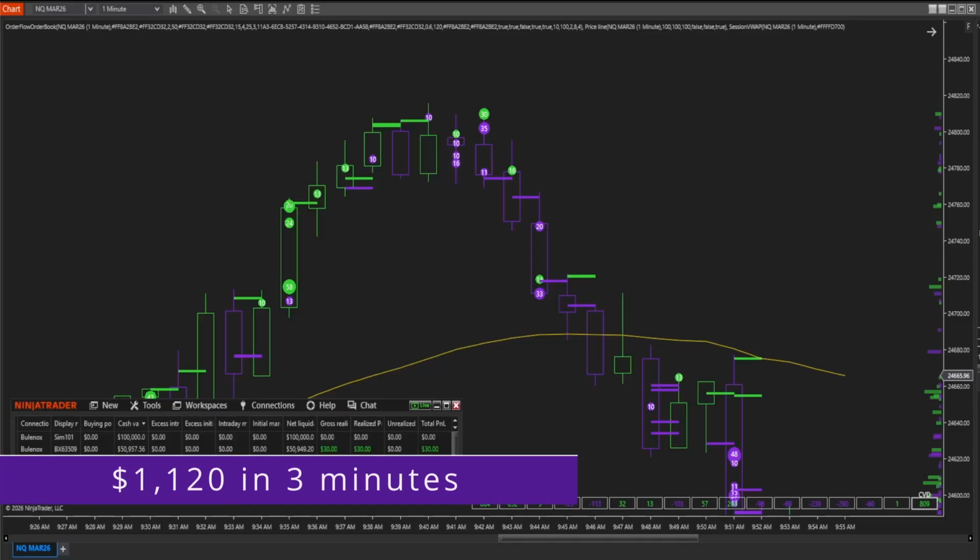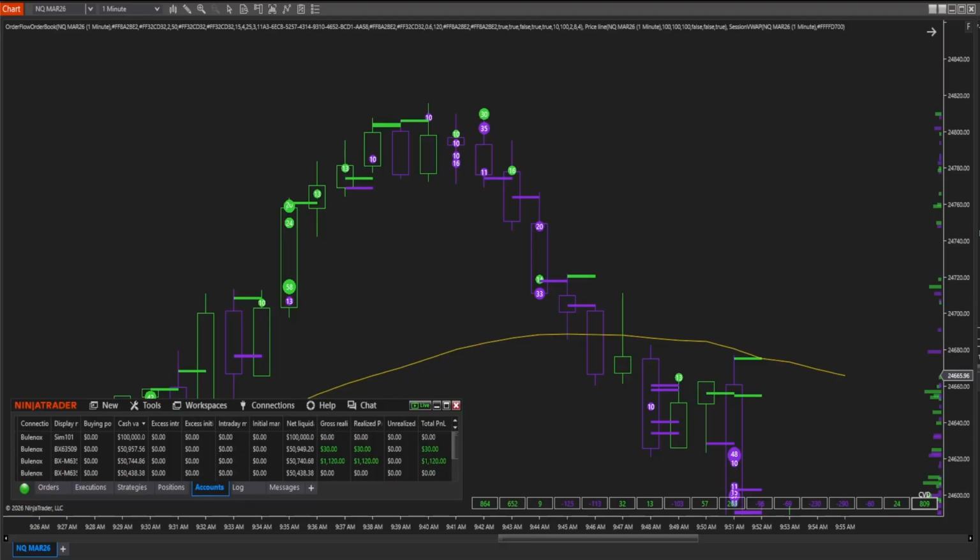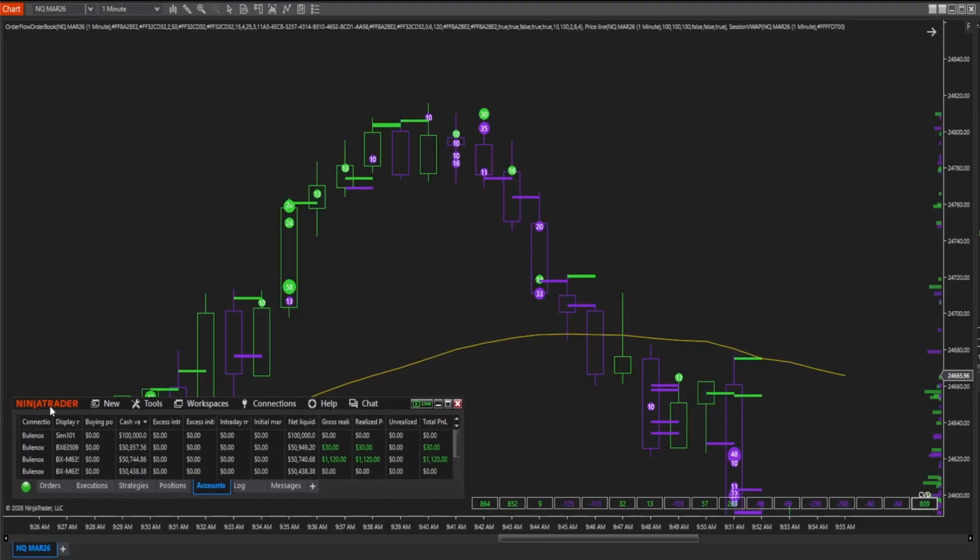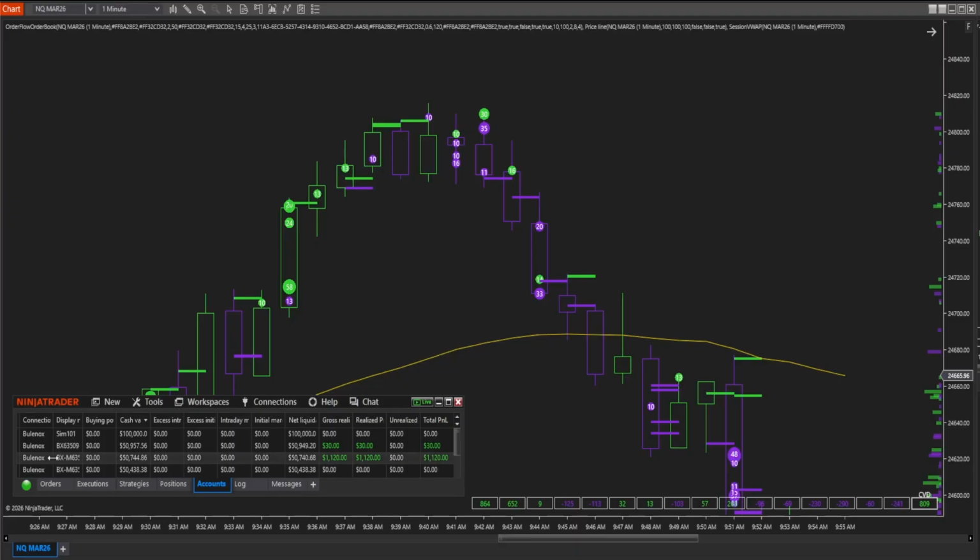I'm going to go over a $1,000 trade that I did, and it only took a few minutes to get this $1,100 trade. So this morning, as you can see here, this is the actual Bulenox. I'm trading Bulenox, and if anybody understands Bulenox, you'll understand that the BX-M is a funded account. So this is a funded account.